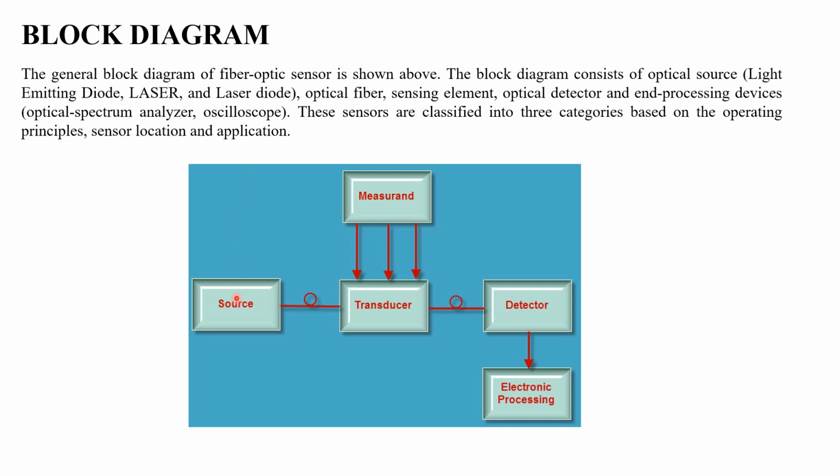So you have a source, then you have this measuring environment, and from the measuring environment we mostly use this optical fiber, which is a transducer, used to convert one form of energy into another. Then from that it is connected to a detector, which detects. Then from the detector it is sent to an electronic processing unit. These sensors are classified into three categories based on the operating principle, sensor location, and the applications. That has already been explained to you in the previous slide.